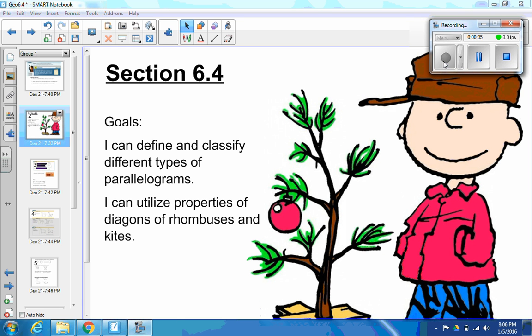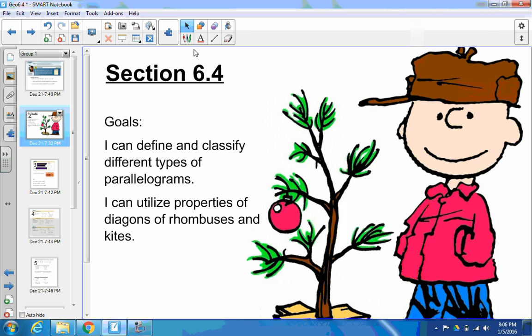It's Mr. Pouts, section 6.4 here, and this section is all about the properties of rhombuses, rectangles, and squares. Our two goals that you should have written down for this section are: I can define and classify different types of parallelograms. We're going to eventually talk about more than just rhombuses and squares. And I can utilize properties of diagonals of rhombuses and kites. So we are talking about some diagonals of kites.